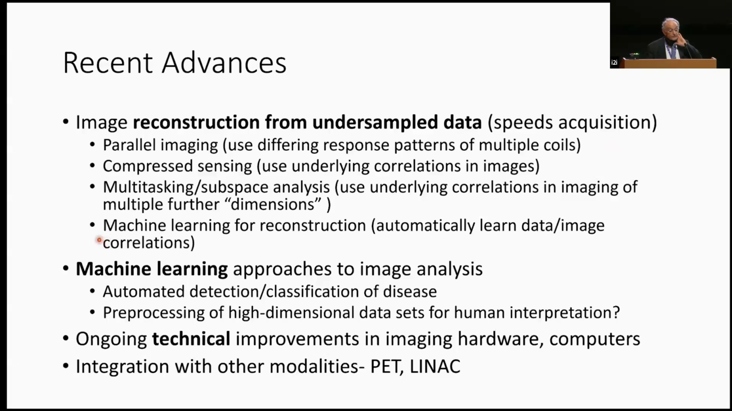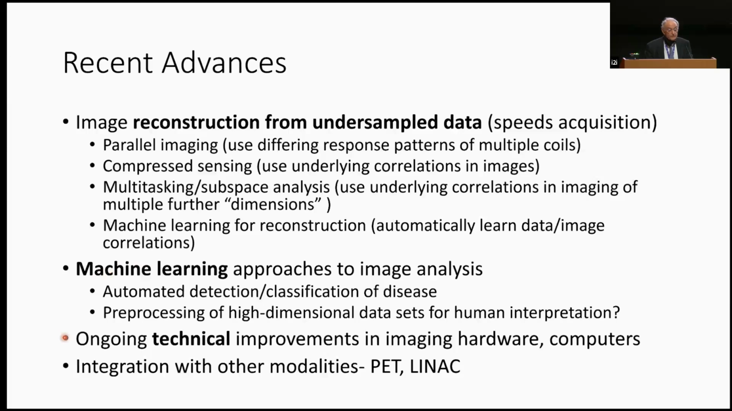And of course, machine learning is so ubiquitous these days, and it's being applied for reconstruction, where we can automatically learn how to reconstruct the images from different kinds of data, as we heard about yesterday, and the various machine learning approaches to image analysis, for example, automatically segmenting, detecting, and classifying diseases of various sorts. And then something I'm interested in is that we can try to use machine learning perhaps to do pre-processing of very large data sets, to find where the salient regions are and bring that to human attention.